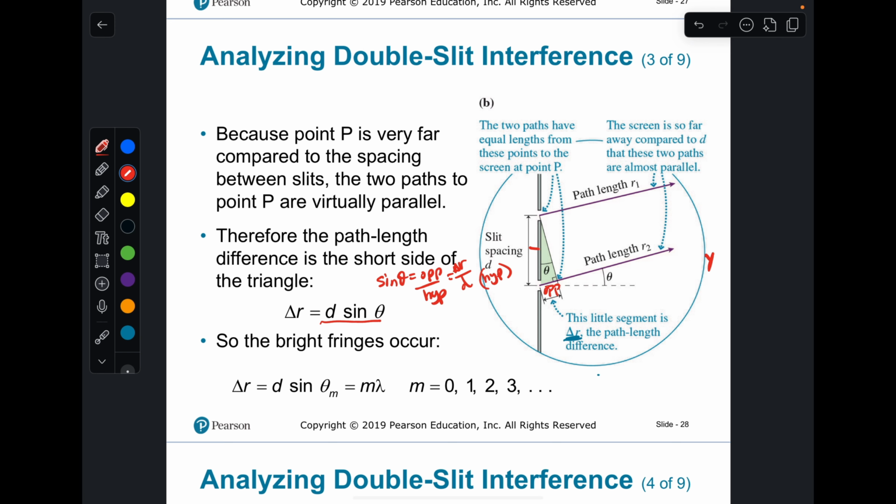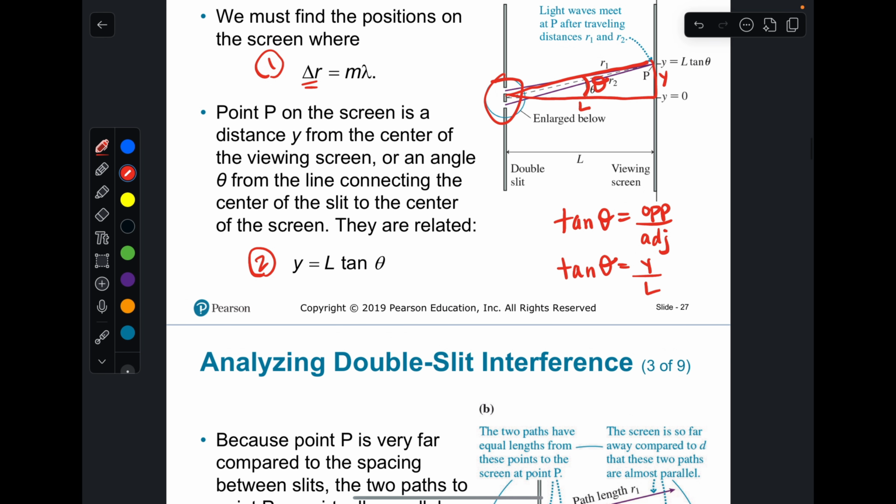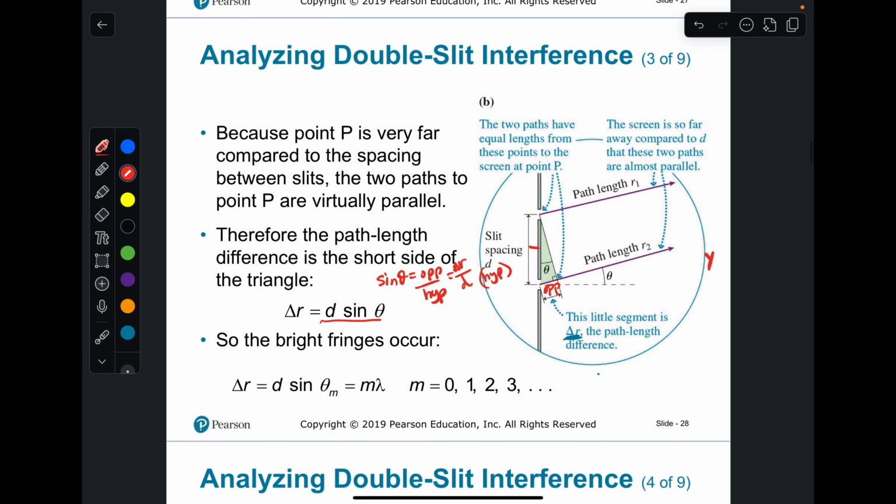So now we'll insert that delta R into equation 1 up here. And what you see is that our bright fringes, our constructive interference, will occur when m lambda is equal to D sine theta. And so your theta is going to change depending on what fringe you're looking at. And so that's why fringe angle will have a subscript m. And that m is going to correspond to which order of fringe you are looking at.